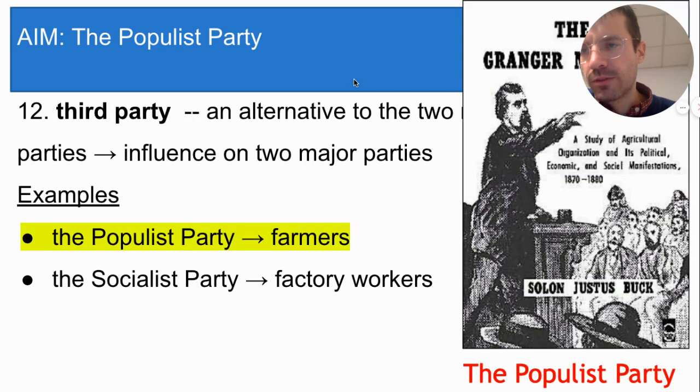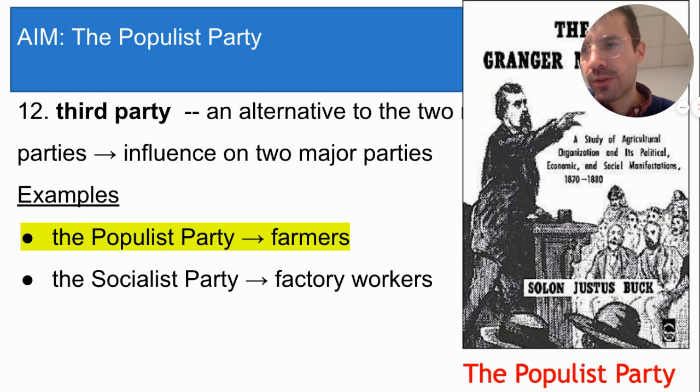Now let's go back to those two third parties from the Progressive Era that you wrote down before, and let's look at the Populist Party. The Populist Party were also called the Grangers, and they represented the interests of poor farmers. Farmers at this time were having a hard time making a living because they had to pay outrageous fees to railroad companies in order to ship their goods to cities where they could be sold.